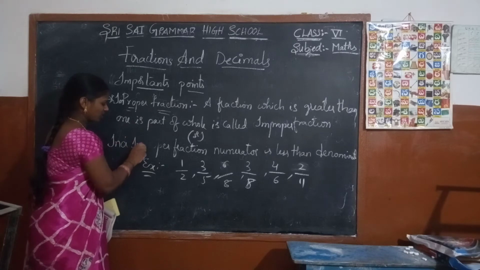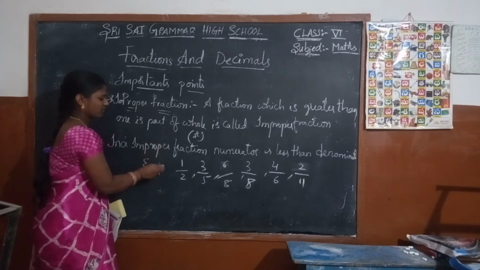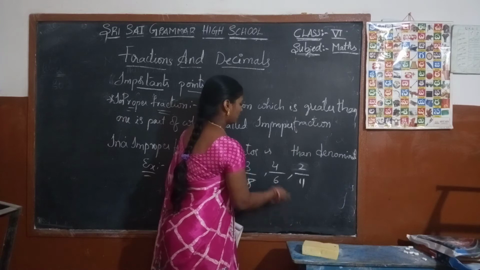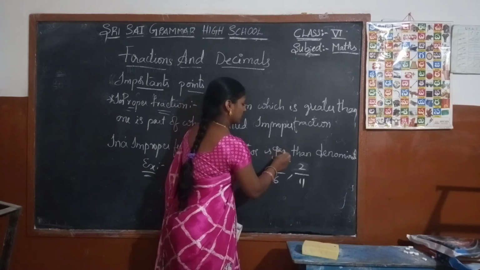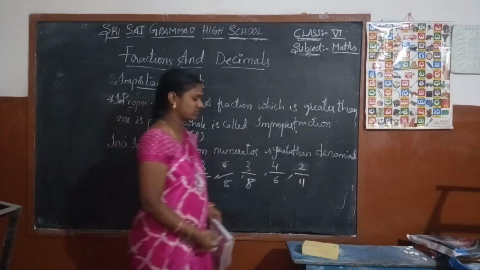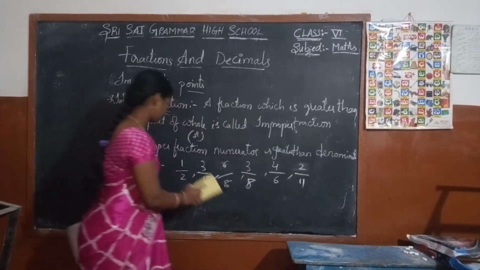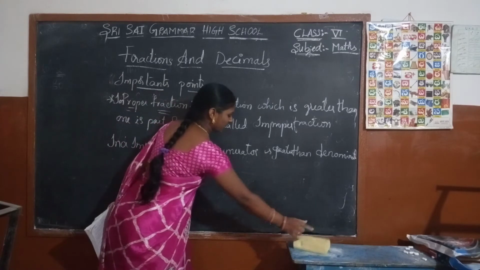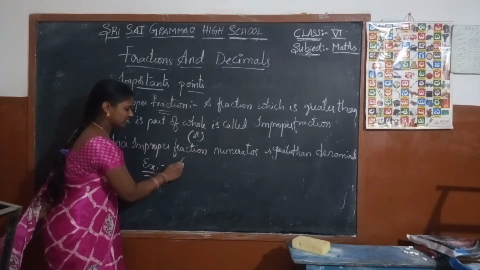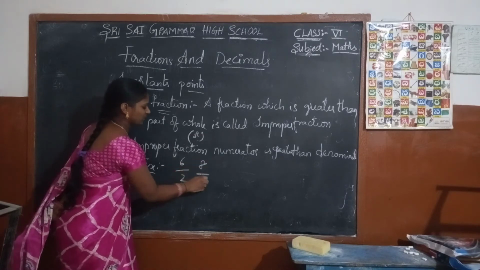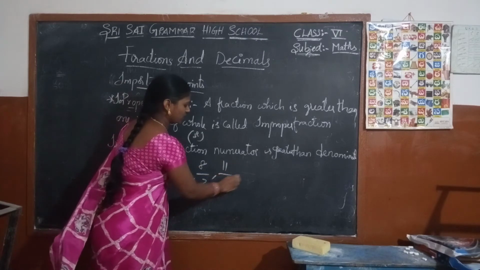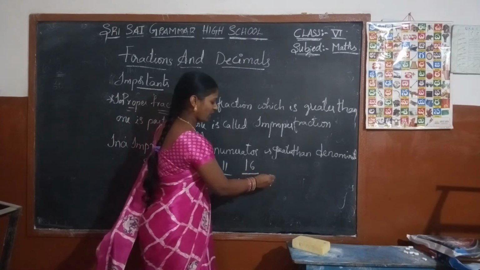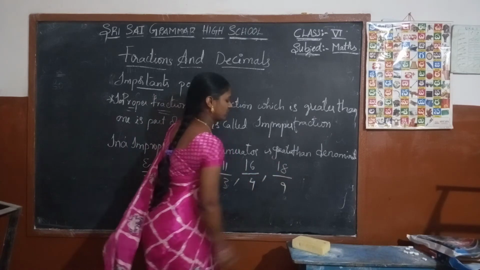In an improper fraction, the numerator is greater than the denominator. So for examples, we can see the fractions, how we can write them. Numerator 6 by 2, 8 by 3, 11 by 3, and 16 by 4, and 18 by 9.